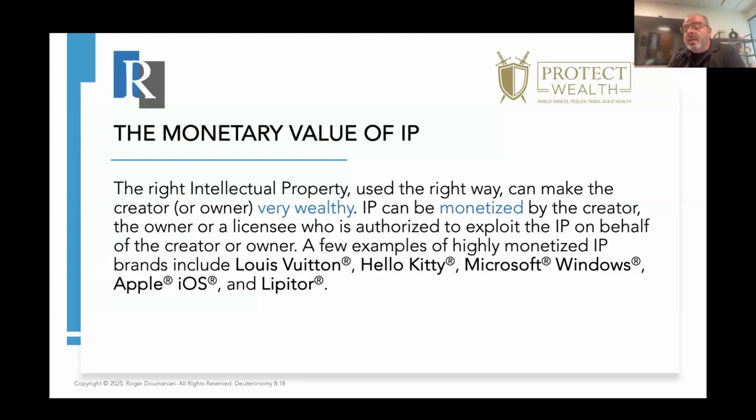But a few examples of highly monetized IP brands include Louis Vuitton, Hello Kitty, Microsoft Windows, Apple iOS, and Lipitor. We see these brands all around us. We see them on television, and they spend a lot of money and they do an excellent job on branding these. And these are multi-billion-dollar companies that have created all this off of an IP. Hello Kitty was on the top 10 most profitable intellectual properties. And I was laughing about it with my daughter because she loves Hello Kitty. And it's just a simple character, but it makes billions and billions of dollars for the creators of that character.